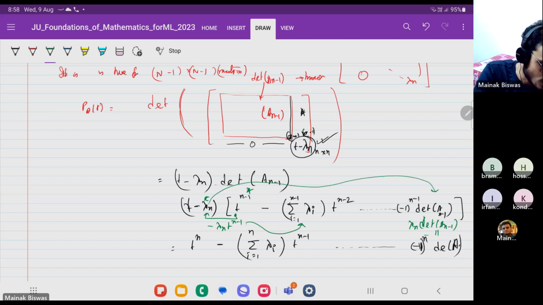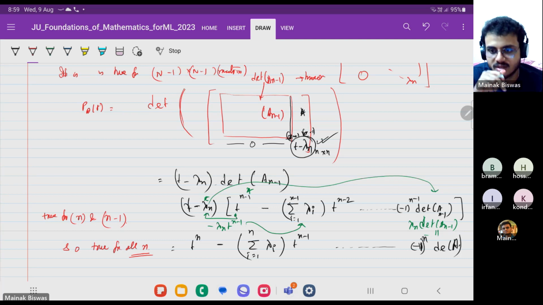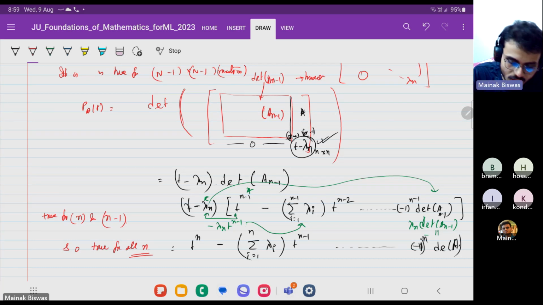Yes, sir. So true for n and n minus 1. So true for all n. So we have proved the claim that the determinant will be the product of the eigenvalues. So this was, we know, lambda 1, lambda 2, dot, dot, dot, lambda n, which we had shown to be the determinant of A. So this turns out to be lambda 1, lambda 2, dot, dot, dot, lambda n. So we have been able to show that.